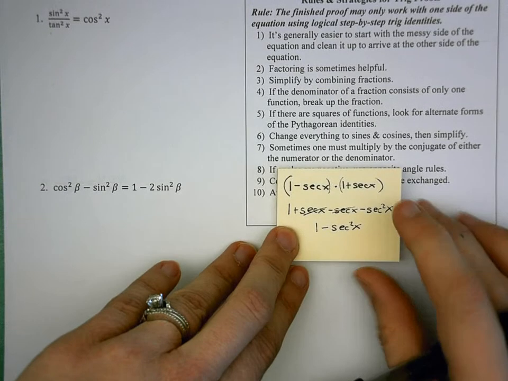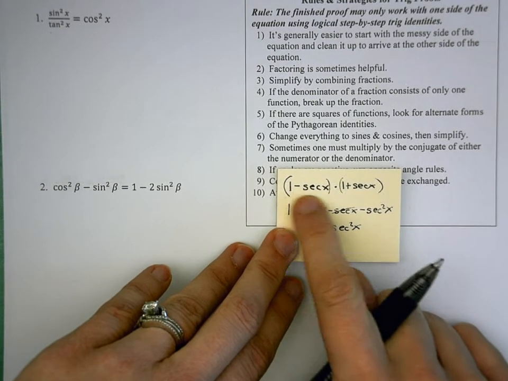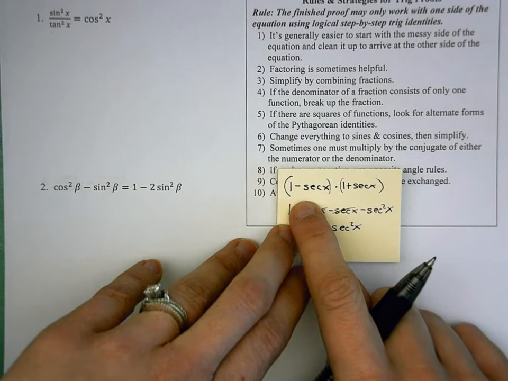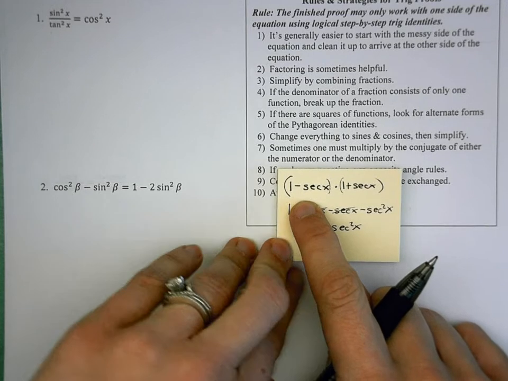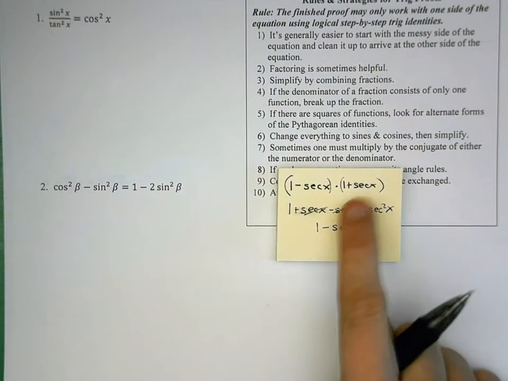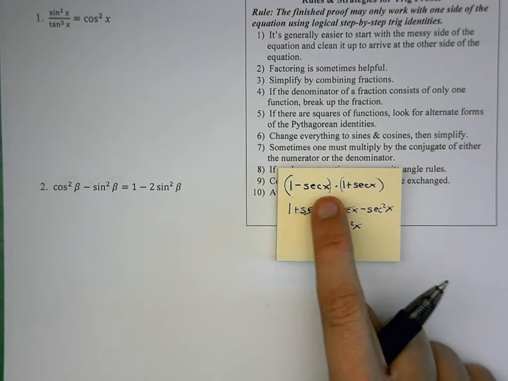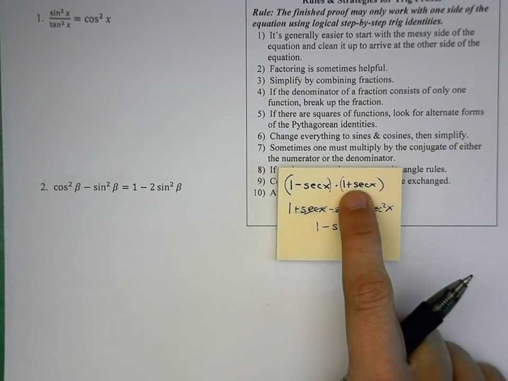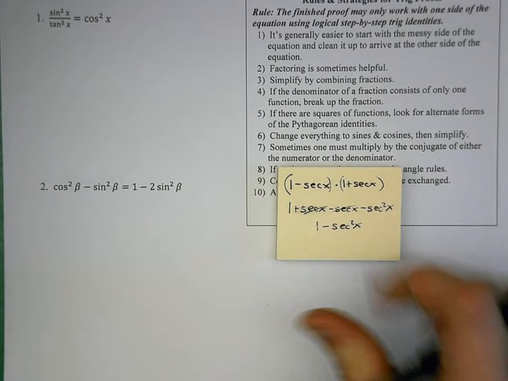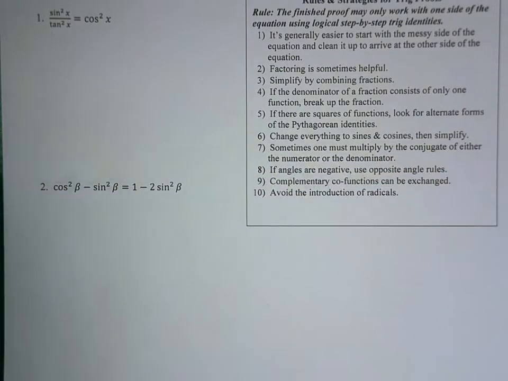Number 7 is saying if you look at your numerator or denominator and you see a 1 minus sine, or maybe a 1 minus cosine, something like that, you could multiply by 1 plus sine or 1 plus cosine. Or vice versa. Maybe you're looking at 1 plus cosine, you might multiply by 1 minus cosine. So that's what that 7 is: consider multiplying by the conjugate.